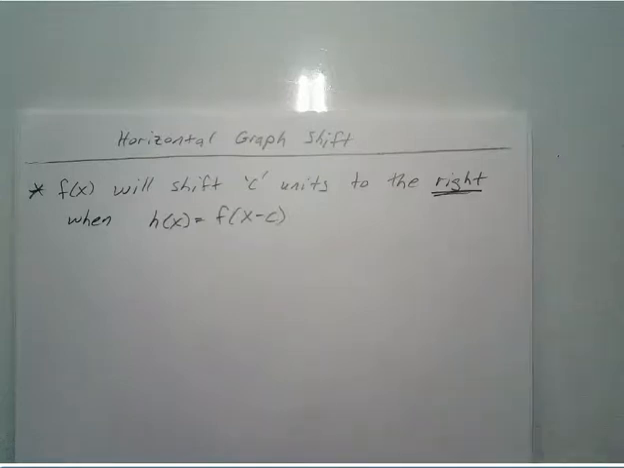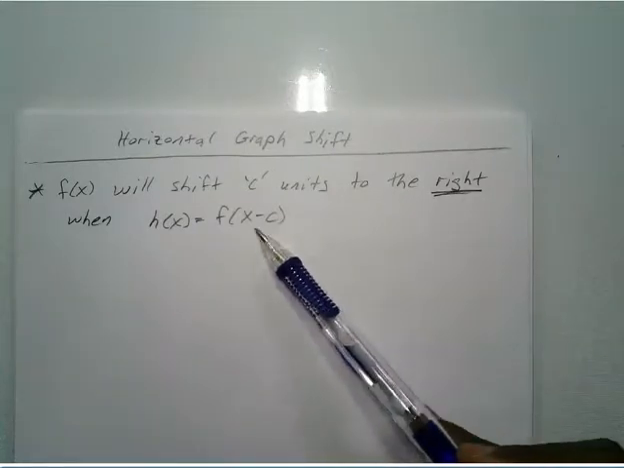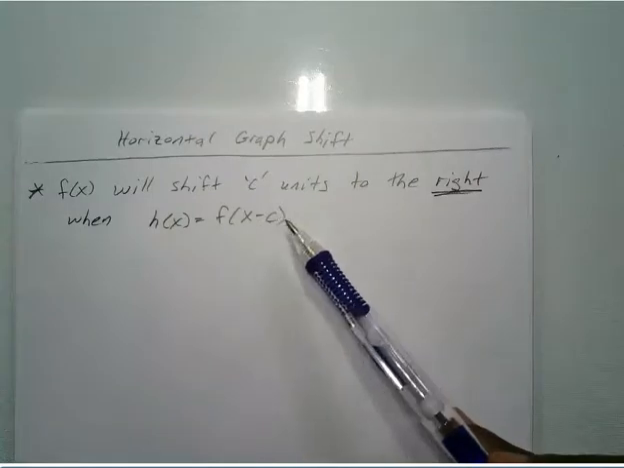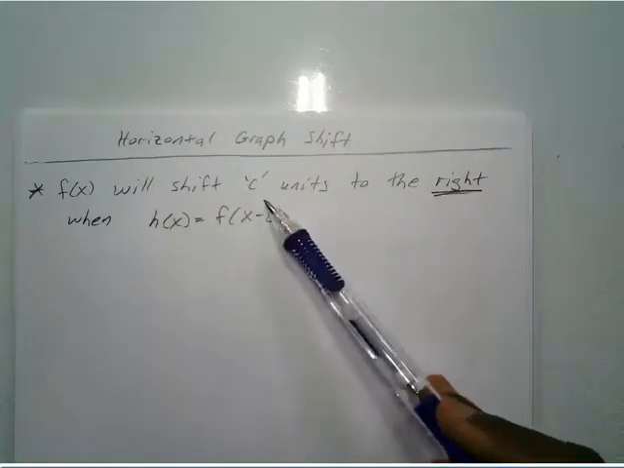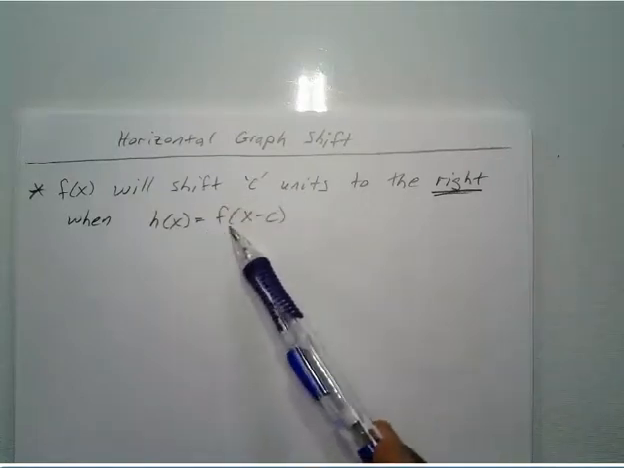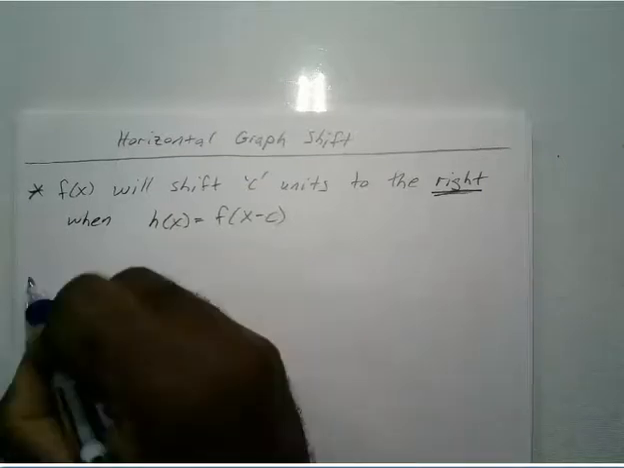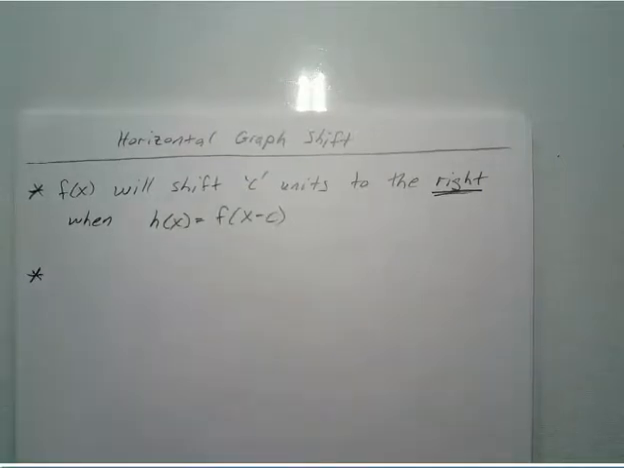Okay? Now you would think on an xy axis, it's pretty common to want to automatically shift it to the left because of the minus. But no, it will shift c units to the right when you have f of x minus c. Okay, so you definitely want to remember that little bit of a change when it comes to shifting it left and right.